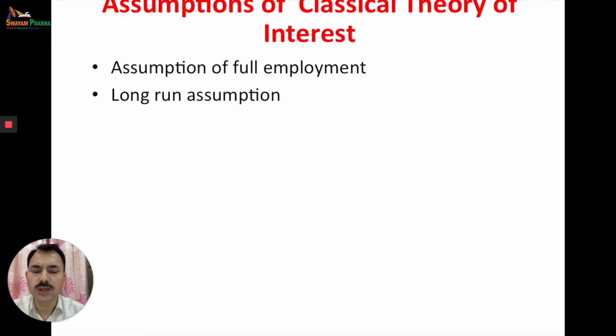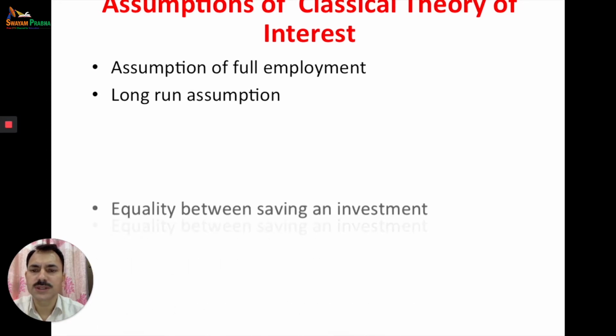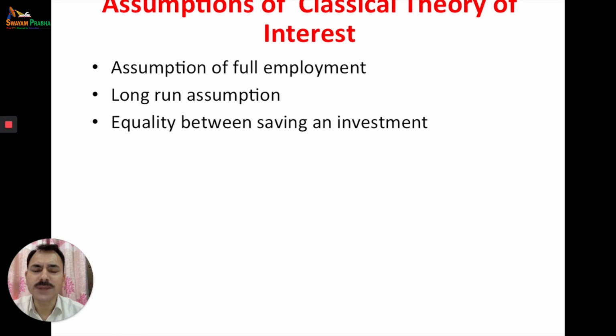Second, the long run assumption means demand and supply play an important role, and it will adjust in the long run. By long run we mean all factors of production are variable. There are no fixed factors. So the second is the long run assumption. Third, equality between saving and investment. Saving is equal to investment.